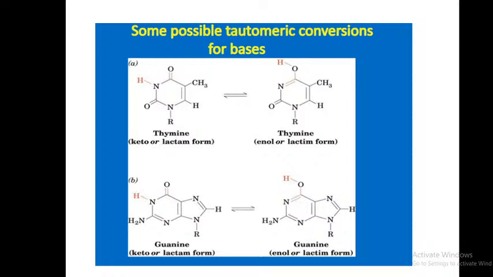In the previous class, we discussed tautomerization, that is, the keto form of thymine can be converted to the enol form of thymine, and the keto form of guanine can be converted to the enol form of guanine.